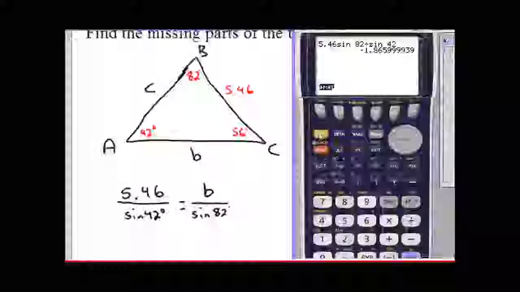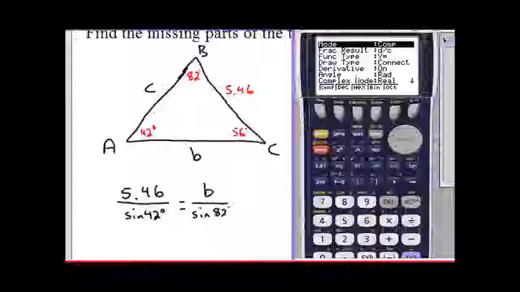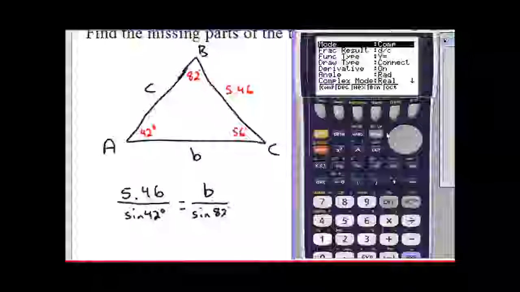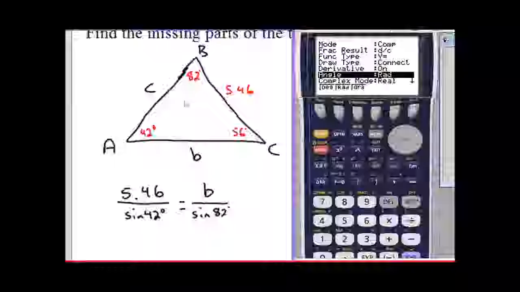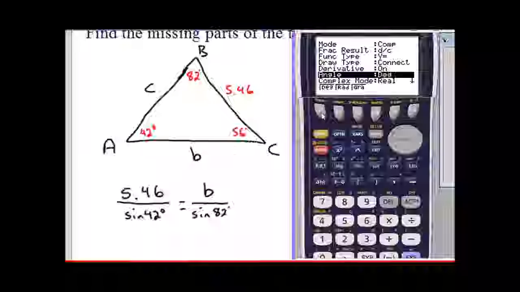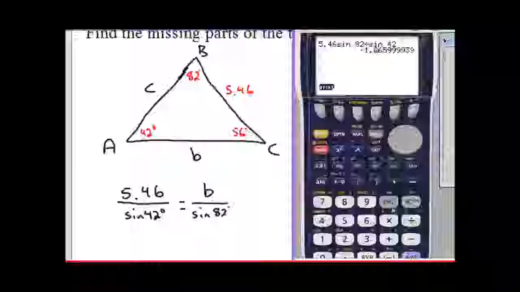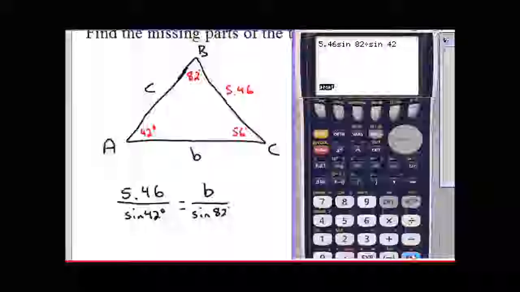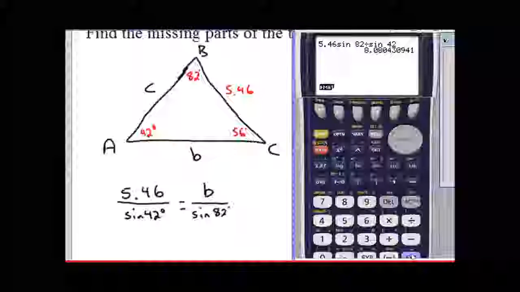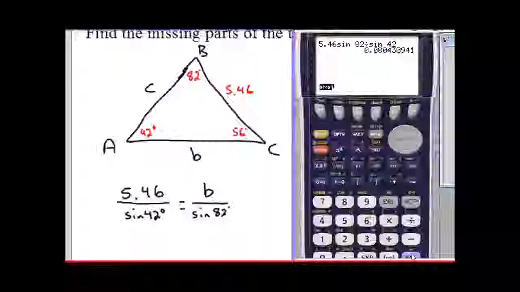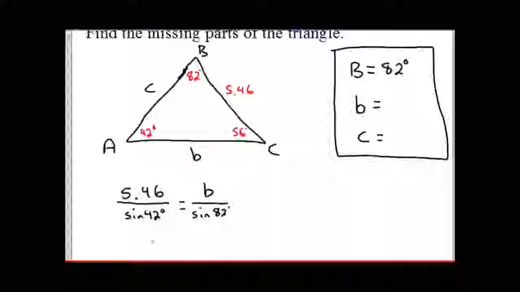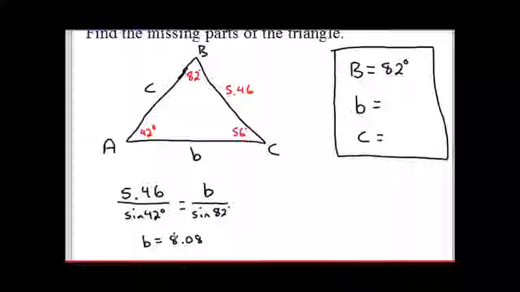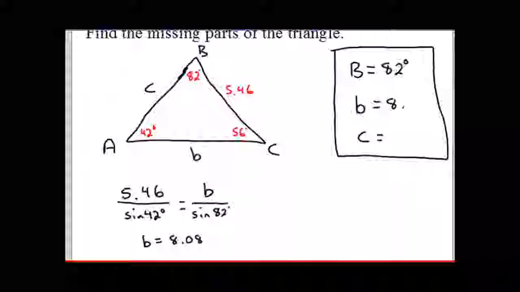That tells me I should have checked ahead of time what mode my angle is in. I'm in radian. These are degrees, so I've got to be in degree mode. So I'm going to change it to degree mode, and I'm going to do that exact same thing again. Now look what I get, 8.08. So side B is 8.08 units.